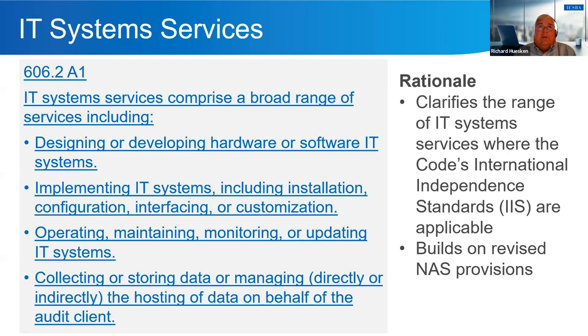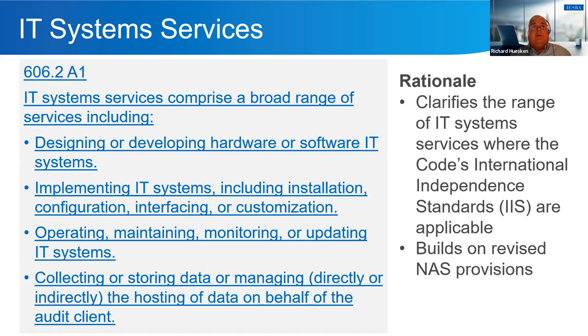The "indirectly" was designed to encompass situations where the service might involve, in today's common practice, that while you may be asked to host something as a service, many times you're actually hosting it on a cloud, which is some third party's cloud. And so the concept was, if you've been engaged to host it, that's an IT system service. The fact that you use somebody else or subcontract to a third party to actually provide the hosting in the cloud does not get away from the fact that it is within the scope of IT system services. So 606.2A1, think of it as making it clear that IT system services are all encompassing, building on what was the shorter phrase in NAS.